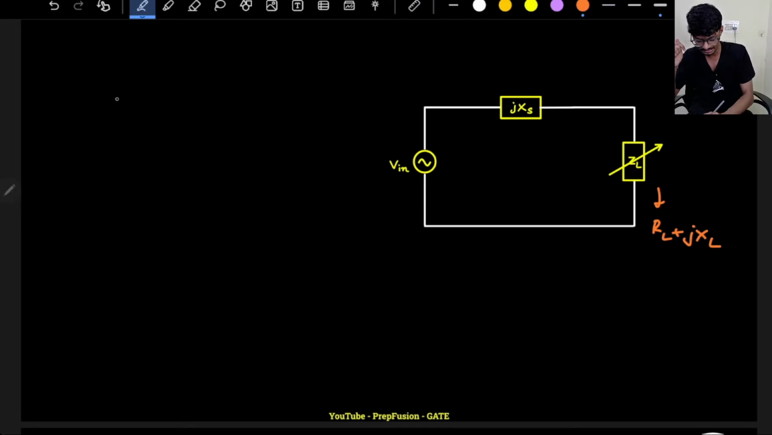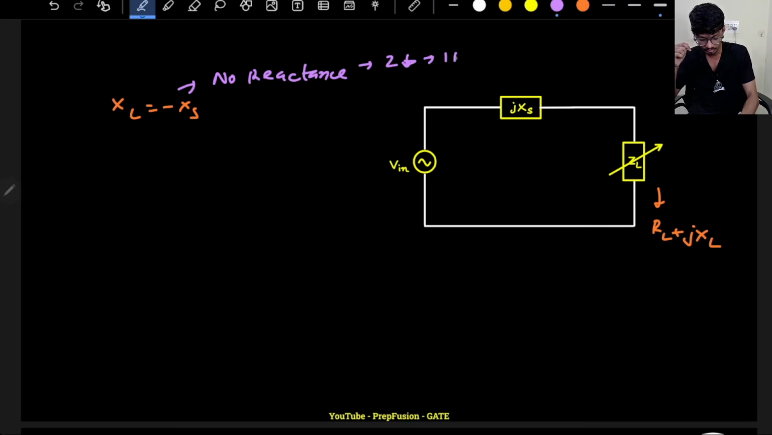Again, you have to cancel out the reactance. So you will make XL equal to minus XS, so that the reactance part is gone. So with no reactance, your impedance will be minimum, hence your current will be maximum, and if current is maximum, your power will be maximum. So we have discussed this case as well.